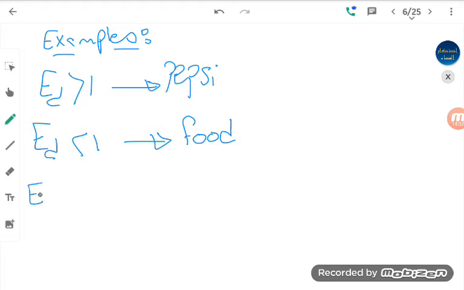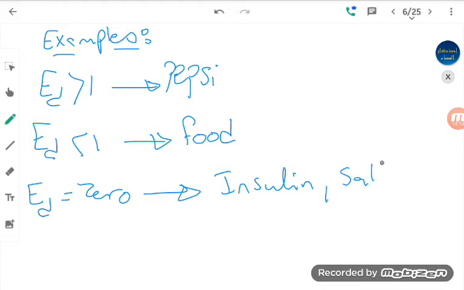If it is 0, such as insulin and drugs, salt, whatever the change in the price, you are going to use a fixed amount. Say, for example, salt. If price decreases, you are not going to increase salt in food. You are going to consume a certain amount.